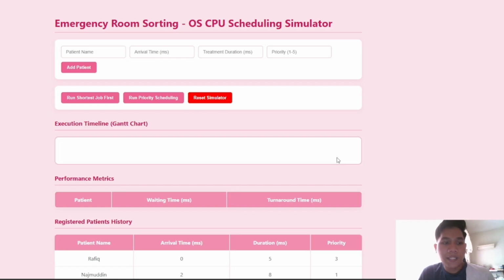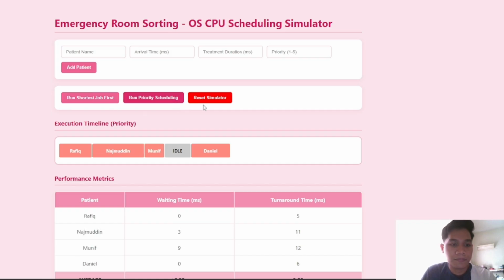Running the exact same data under priority scheduling completely changes the execution block sequence. When my task finishes at 5 milliseconds, the engine evaluates the room and selects Najmuddin to go next instead of Munif. This happens because Najmuddin holds a critical priority ranking of 1, whereas Munif is ranked at 2. I will now pass the floor to Najmuddin to analyze the core mathematical outcomes of these two simulation variations.